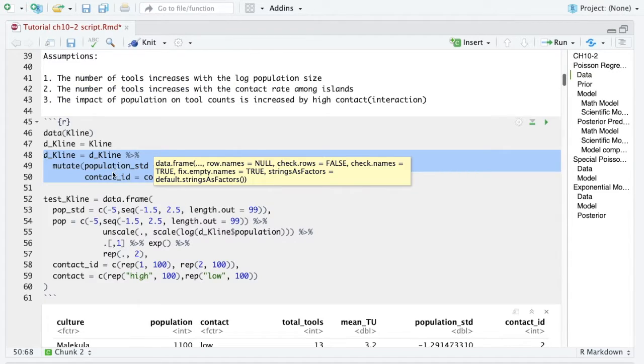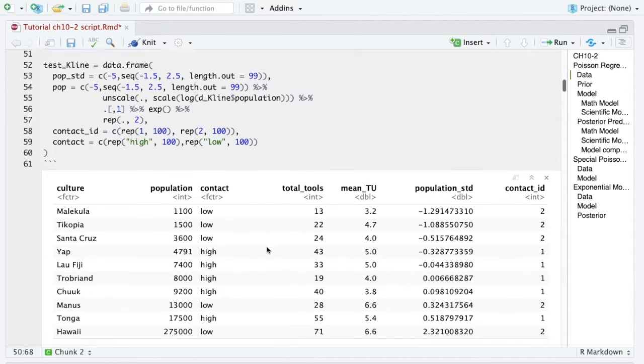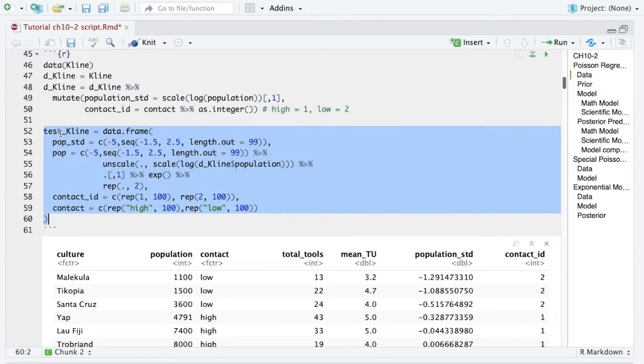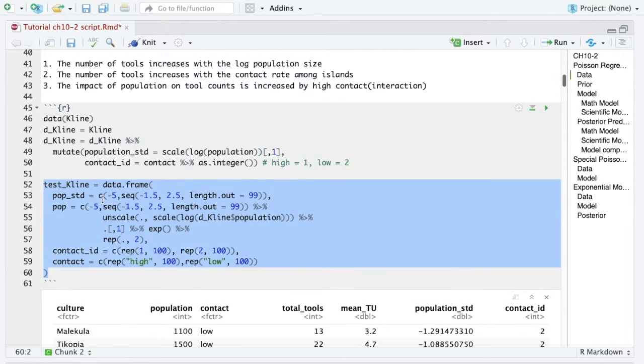We also need some preprocessing for our data. I standardized the log population using the scale function, and then I used the as.integer function to make the contact high/low an integer index. I created a new data frame called test k-line data frame. Because we have very few data points, only 10 societies in our data set, and the population in this data set has a very wide range, I need to create some fake data points to make our posterior plot a smooth line.